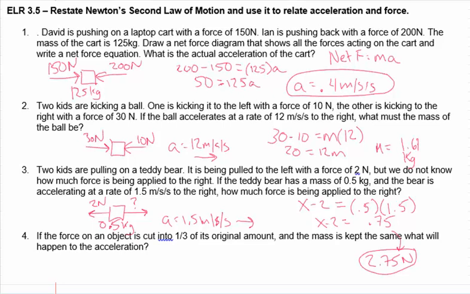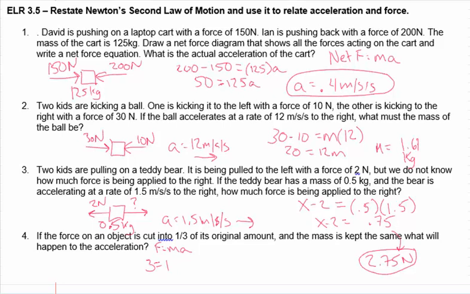For the last one: if the force on an object is cut to a third of its original amount and the mass is kept the same, what will happen to the acceleration? This is the same type of question that we've done in the past, where you just make up some amounts and see what happens. We're of course using F equals ma. I want to pick something that I can cut into thirds really easily. Why not 3? If our force is 3, and the mass is kept the same, what happens to acceleration? Let's pick a really easy mass. How about a mass of 1?